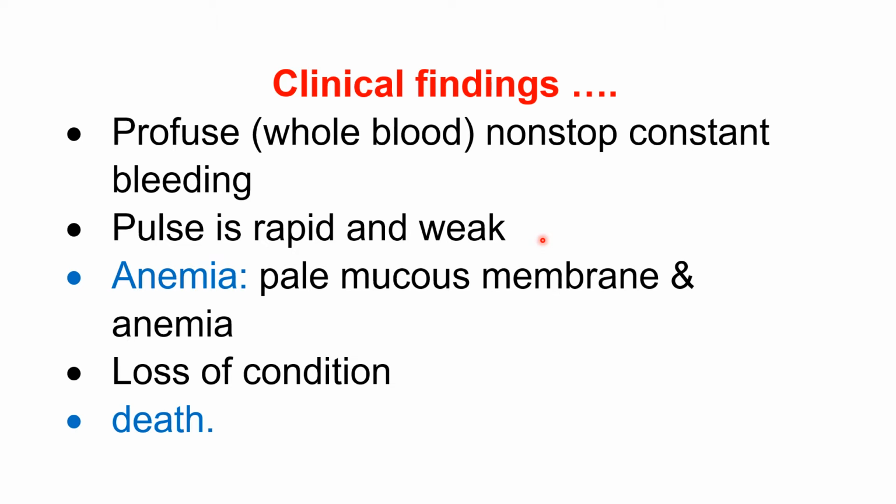The animal may succumb, sit down, fall down, or if the bleeding is for a long time, then it may produce anemia. The mucous membrane becomes pale. Slowly there is loss of condition because of the anemia, and in severe bleeding there may be death also.